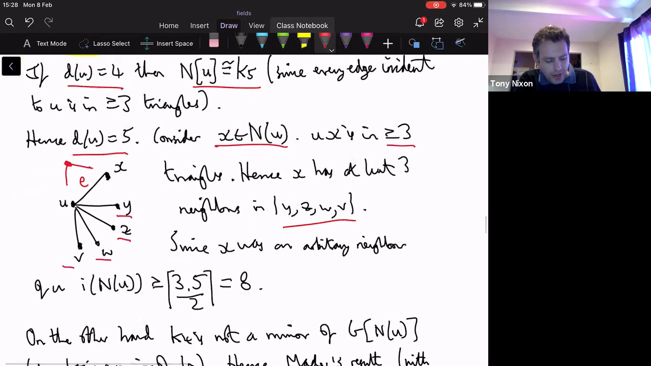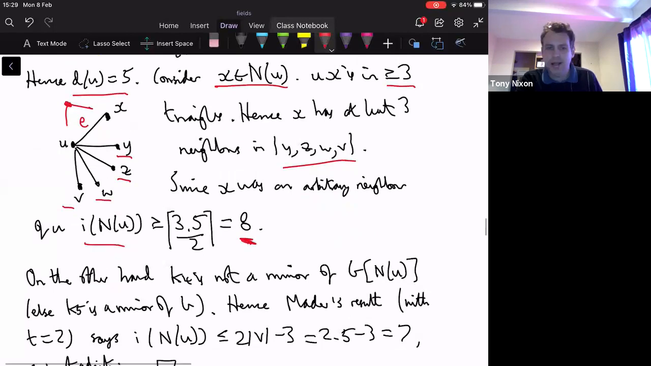So X has at least 3 neighbors in this set, but X was arbitrary among those 5 vertices. So the number of edges induced by X, Y, Z, W, and V is at least 3 for each of the 5, so 3 times 5, but I've double counted, so I divide by 2. But obviously I have to round up to get a natural number. So what I get is that there must be at least 8 edges on that 5 vertex subgraph on the neighbors of U. But on the other hand, we'll show that there can't be 8.